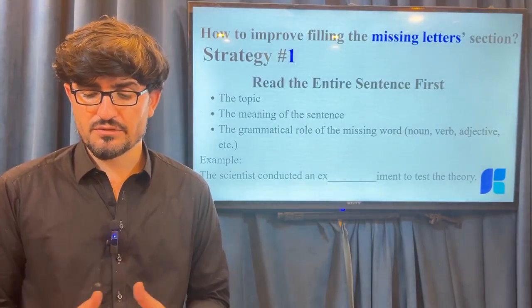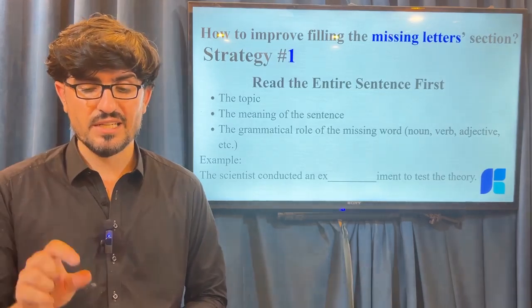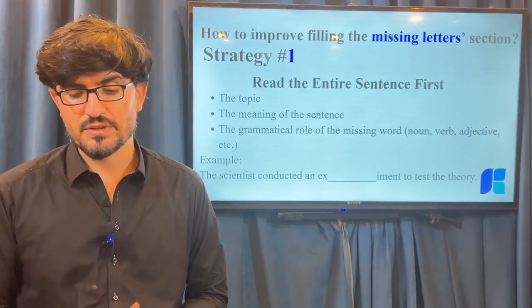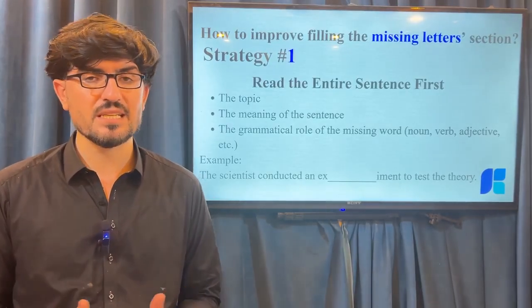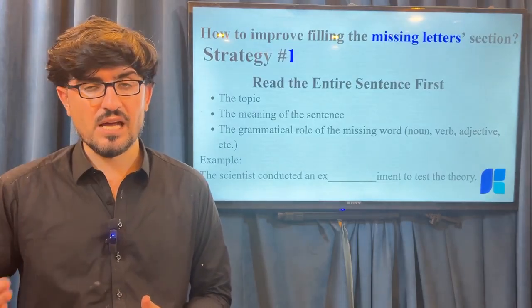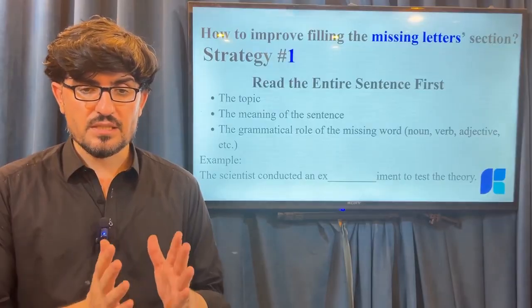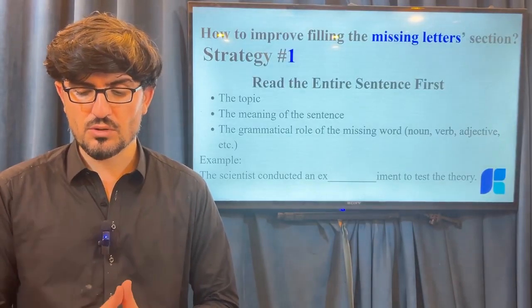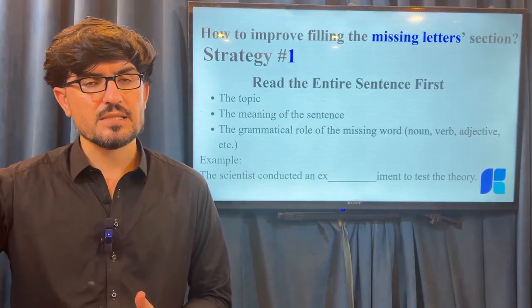So that was the first strategy that you learned: read the entire sentence first, the topic, the meaning of the sentence, and the grammatical role of the missing word. Is it a noun, a verb, or an adjective? Once you understand the grammatical role of the word, then you could find the missing letters quite easily.